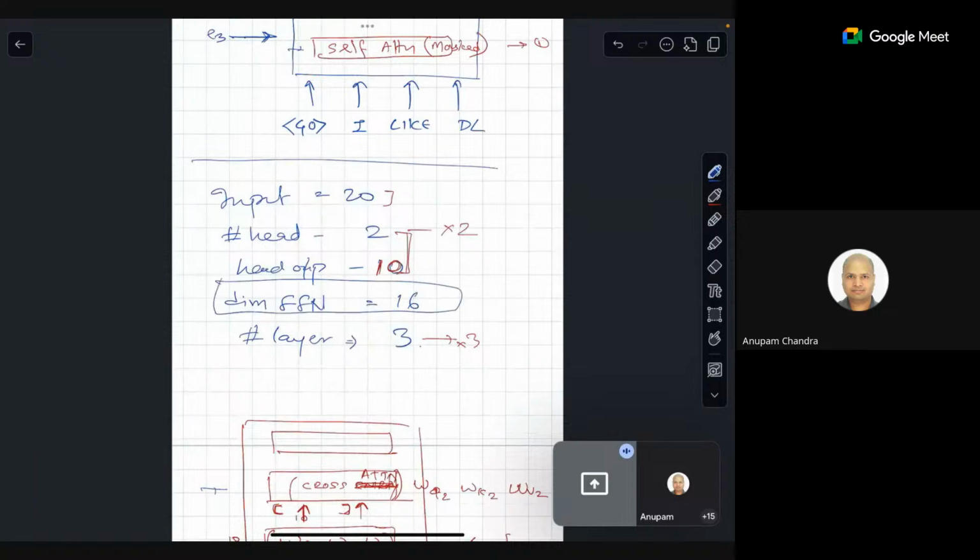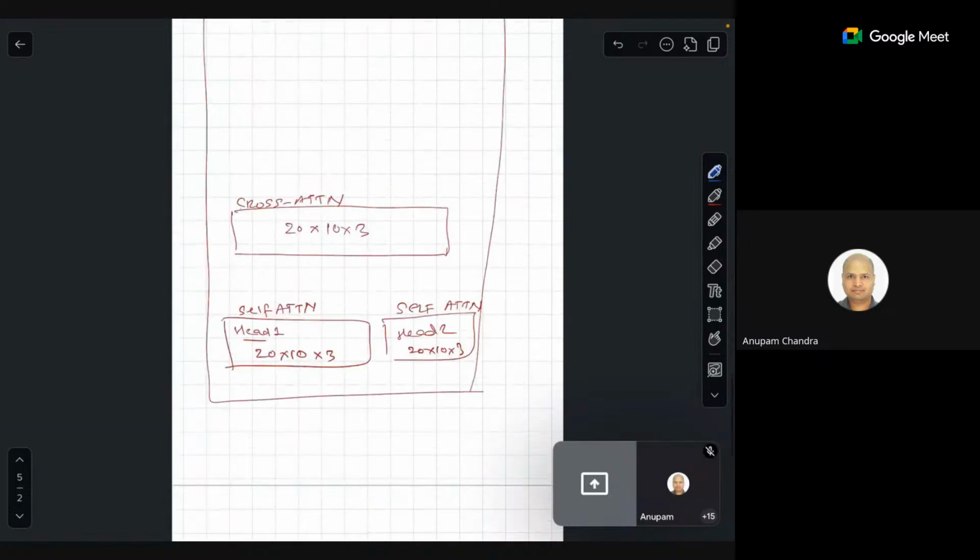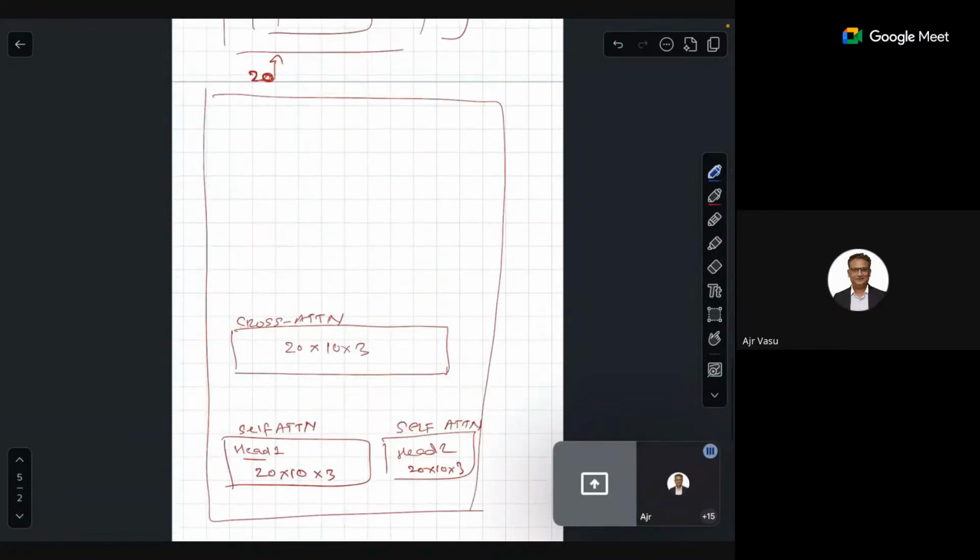Then we are saying that finally we have an embedding. Okay, so this is problematic. So we are saying that the feed forward network. Can you just repeat the wording of that one sentence? The feed forward network. The dimension of the feed forward network is 16. One feed forward network. That's it.